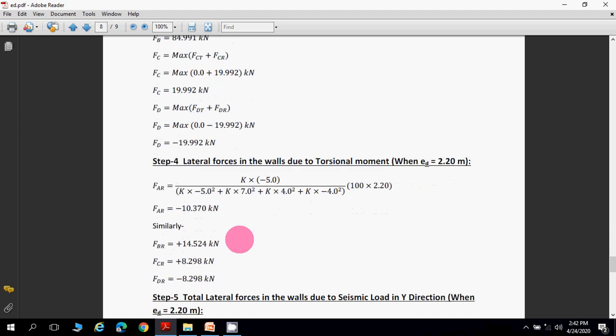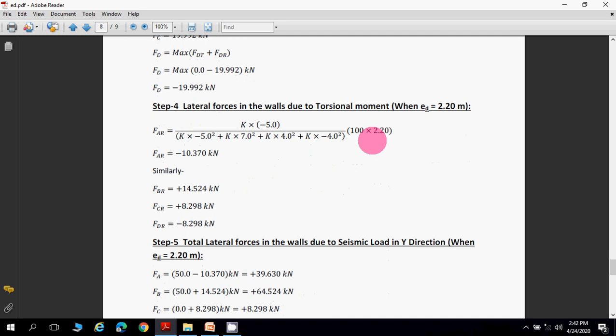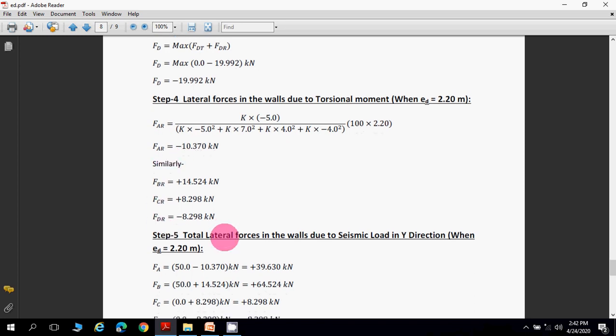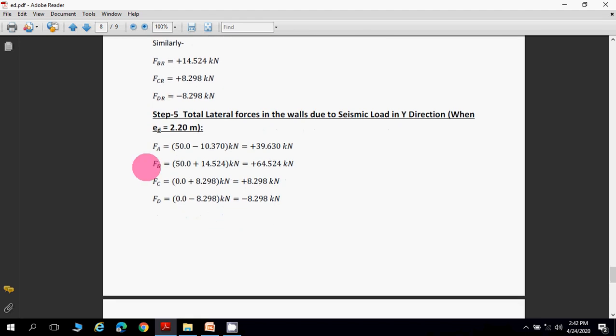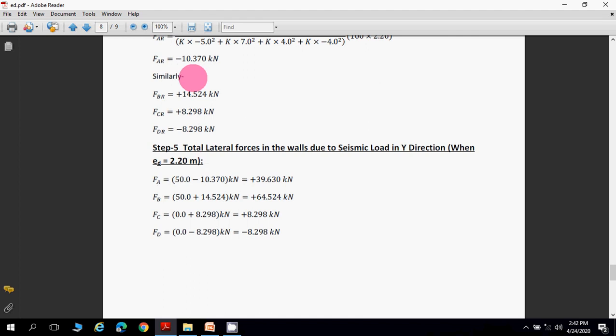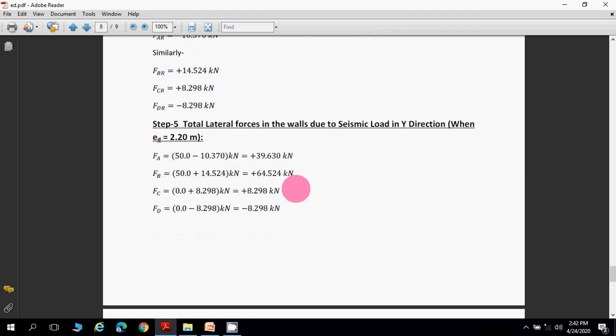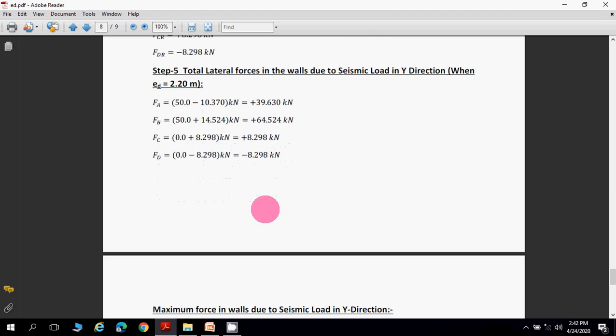Again we have to repeat step number 4 for when the design eccentricity is 2.20 meters. So if the design eccentricity is 2.20 meter, put the value of 2.20 instead of 5.30 meter and get the values of FAR, FBR, FCR and FDR. After getting all the values, we have to calculate the total lateral forces in the walls due to seismic load in the y direction when ED is 2.20 meter, and we'll get the values of FA, FB, FC and FD after putting the value of FAT plus FAR, where FAR is minus 10.370.